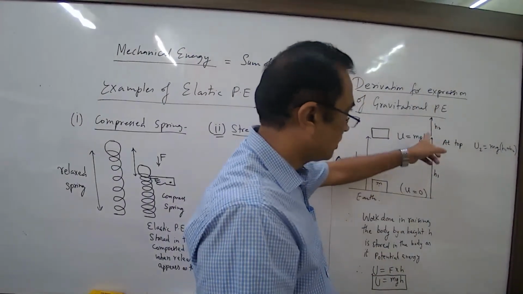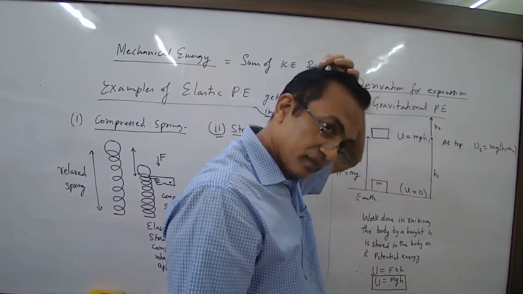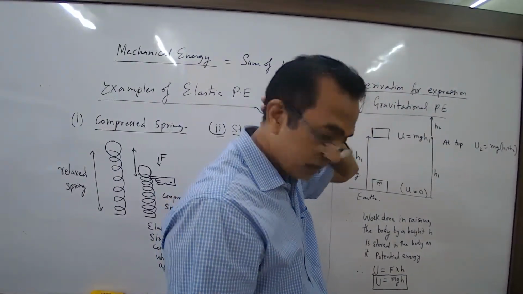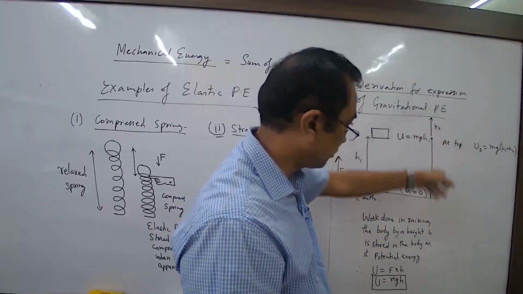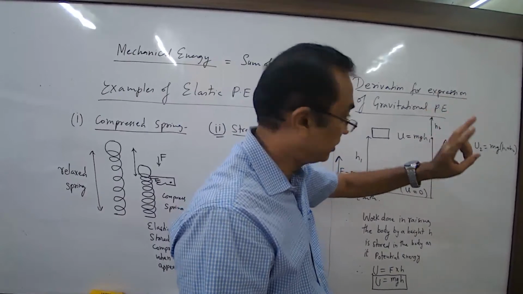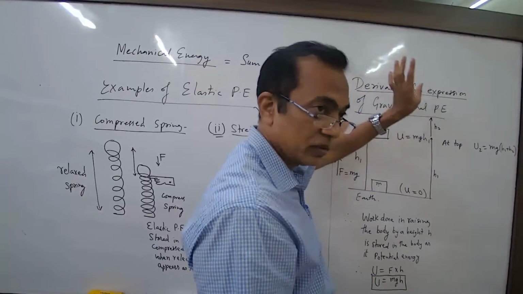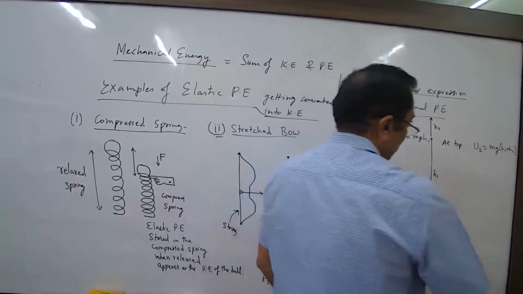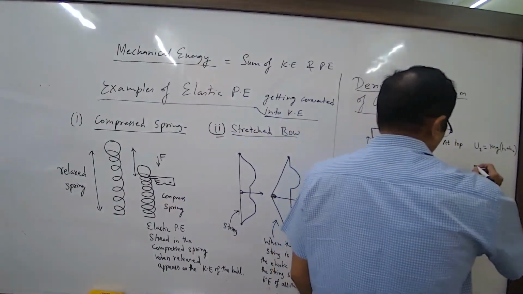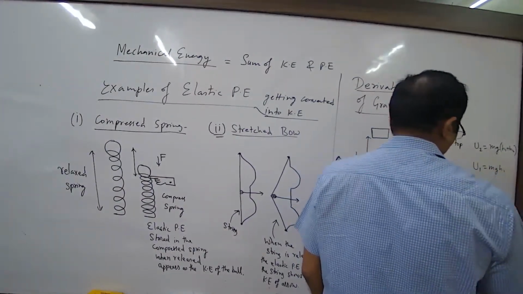See, the way the question is asked, I am giving you height h2 from here to here. If I said height h2 is from the ground, then the answer will be different. So you have to read it carefully. h2 is only from here to here. What is the total height? h1 plus h2. What is U1? mg(h1).